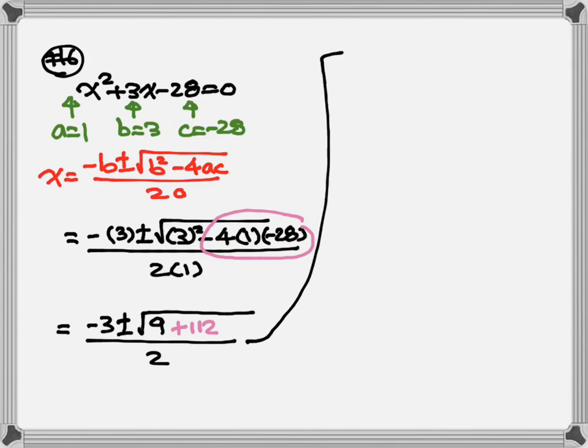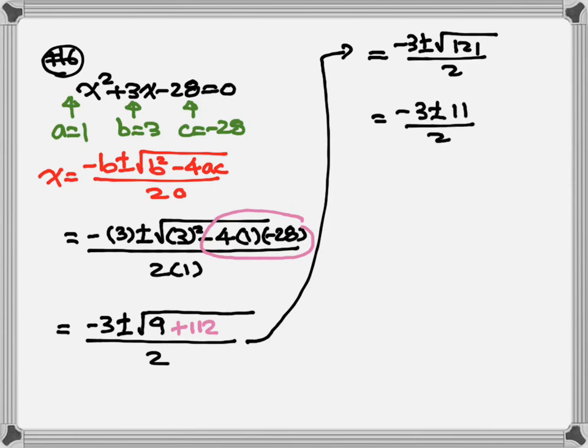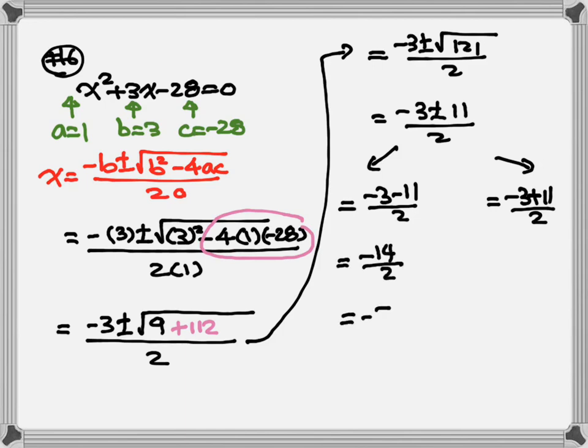After that, let's work inside the square root. Keep the negative 3 plus minus. Here we have 121 over 2. Keep the negative 3, keep the plus minus. Square root of 121 is 11. So we have 11 over 2. Then after that, we're going to separate into two different equations. The first one will be negative 3 minus 11 over 2, because we have plus minus. The next one we have negative 3 plus 11 over 2. After that, you solve each one. So here we have negative 14 over 2, equal to negative 7. Here we have 8 over 2, so my answer is equal to 4.